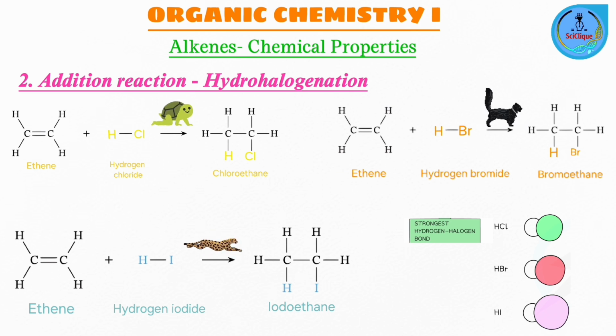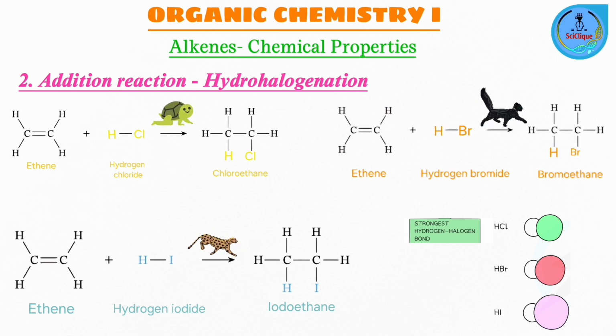But if we take hydrogen chloride, the bond between hydrogen and chlorine is the strongest. So for this to react, it needs quite more energy, and therefore it's slower to dissociate to form hydrogen and chlorine, which will then react with ethene. And that is the reason why the reaction between ethene and hydrogen chloride is the slowest, because the bond that is present in hydrogen chloride is the strongest of the three.